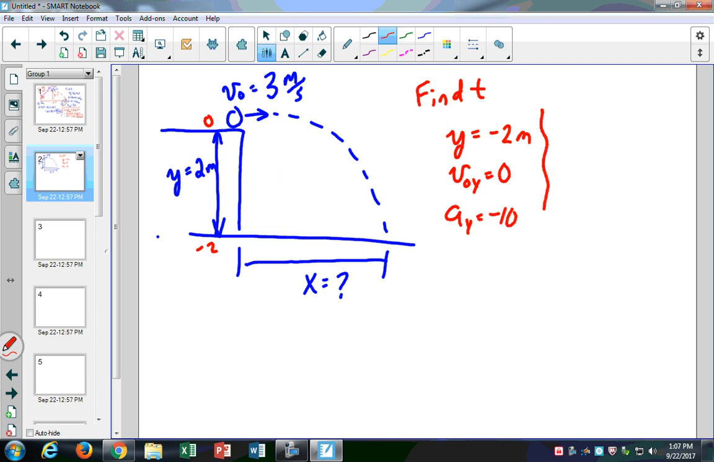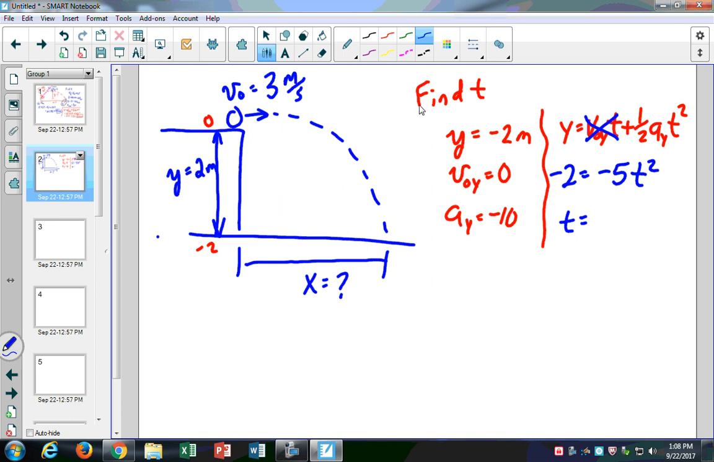And so from this, I can say y equals v naught y t plus 1/2 ay t squared. V naught y is 0, so this whole thing goes away, because 0 times any number is 0. And then I can plug in the values and find t. So negative 2 equals 1/2 of negative 10, that's negative 5, t squared. T is the square root of 0.4, which is 0.63.